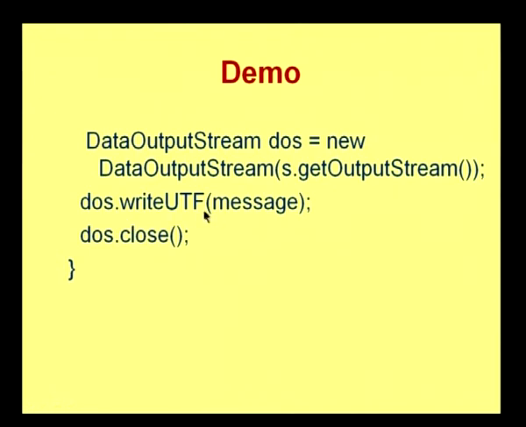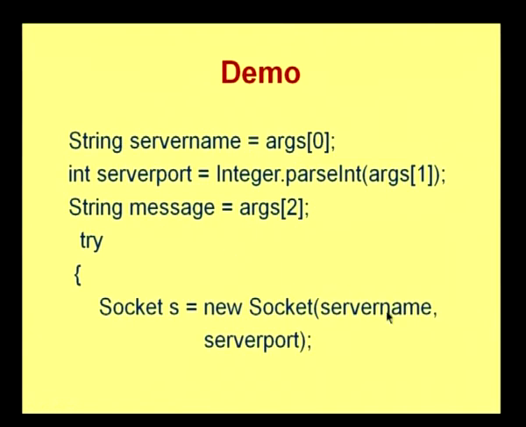So I am writing the message which I need to write to the DataOutputStream. So dos.writeUTF. You know what is UTF? We have already discussed it. UTF is nothing but Unicode Text Format. So now this message is written on the output stream of this particular socket S.